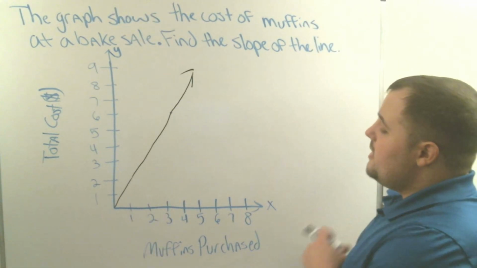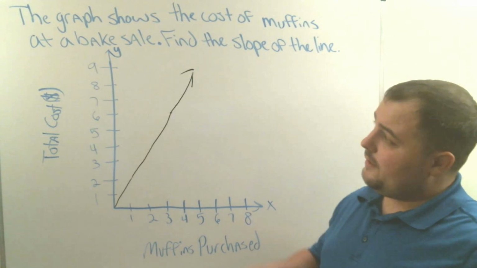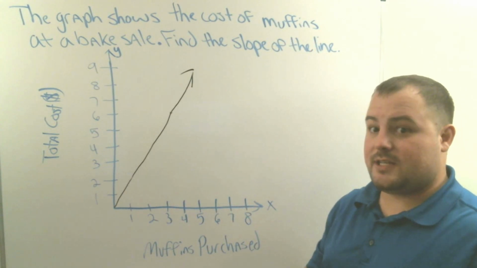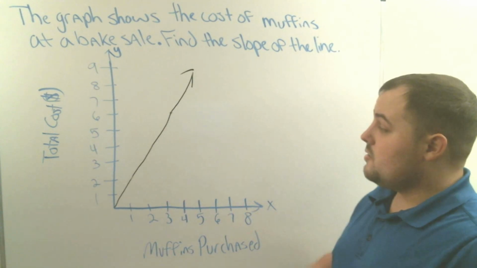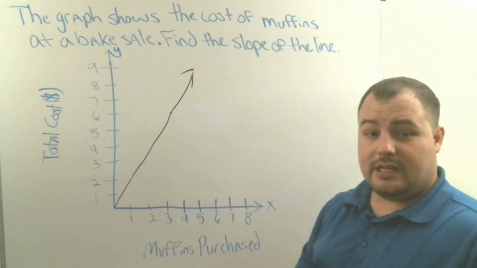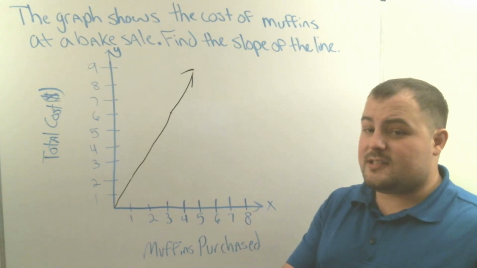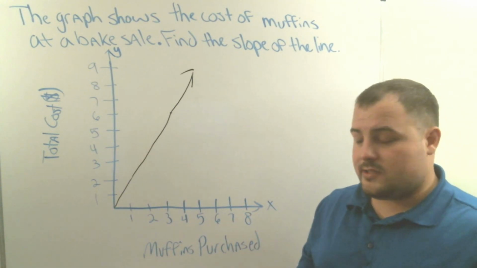All right. In our next example, we're going to look at a graph, and our job is to find the slope of this line. So it says the graph shows the cost of muffins at a bake sale. Our job is to find the slope of the line. So we need to figure out how steep that line is. Now, to me, that looks pretty steep. I wouldn't feel comfortable running up it, so that is a positive slope because it's going up. And now we need to figure out what its slope is.